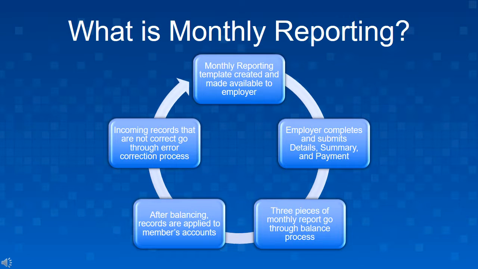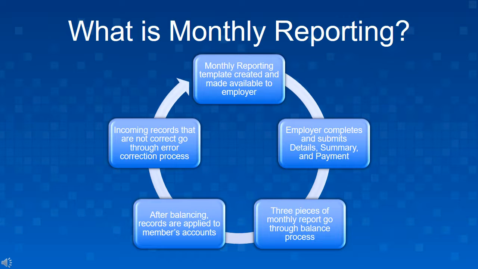Every month, a template is generated for the FileWeb and school board employers to submit their retirement contributions and records to the Kentucky Retirement Systems. The retirement report is made up of the report of the individual member details, the report summary, and the report payment, and all three pieces must be submitted every month by the agency.